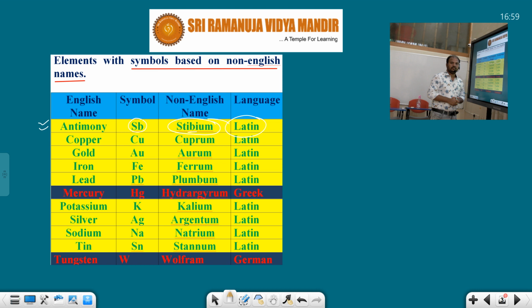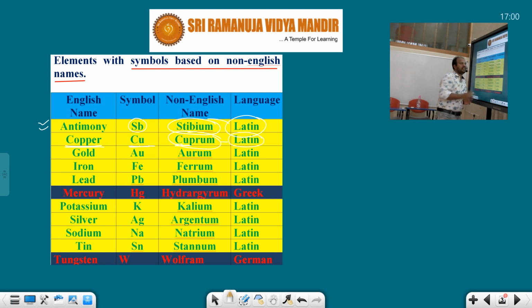Copper, you should take that one. The copper symbol is Cu, but there is no U in the English name. Copper, C-O-P-P-E-R, there is no U. But how does U come here? Because this symbol is derived from the Latin word cuprum. First letter is C, second letter is U. Cu is nothing but cuprum. First letter C, second letter U.